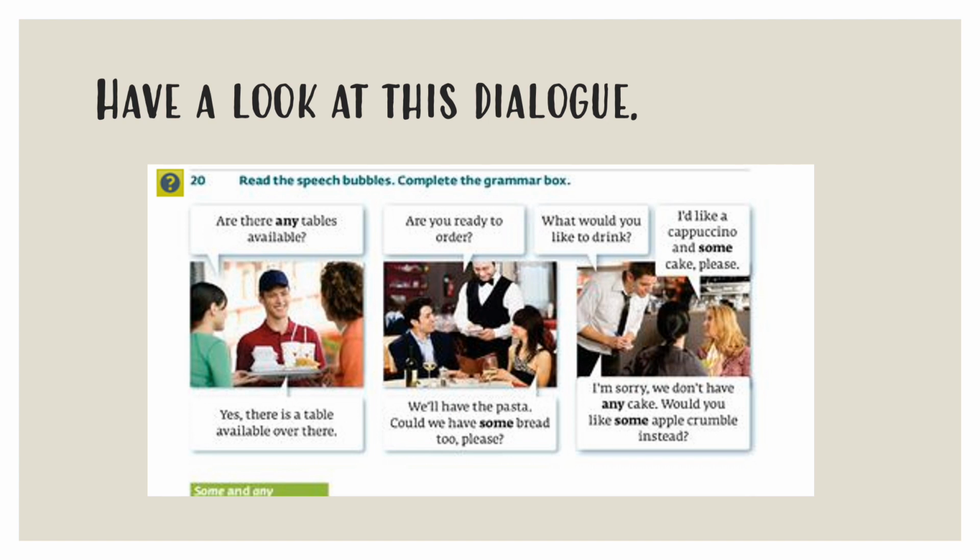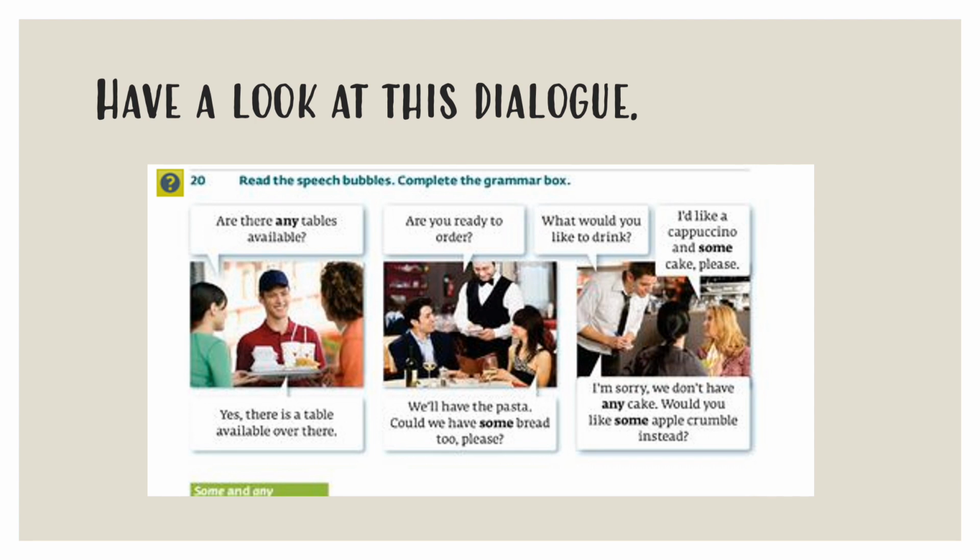First picture. Are there any tables available? Yes, there is a table available over there. Second picture. Are you ready to order? Yes, we'll have the pasta. Could we also have some bread, please? Third picture. What would you like to drink? I'd like a cappuccino and some cake, please. I'm sorry, we don't have any cake. Would you like some apple crumble instead?